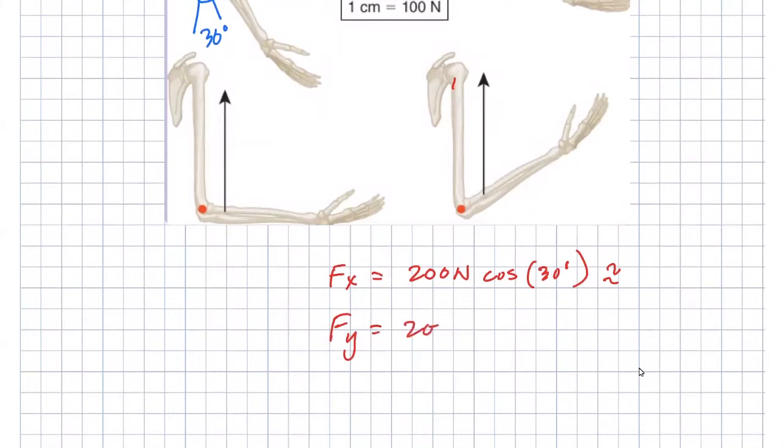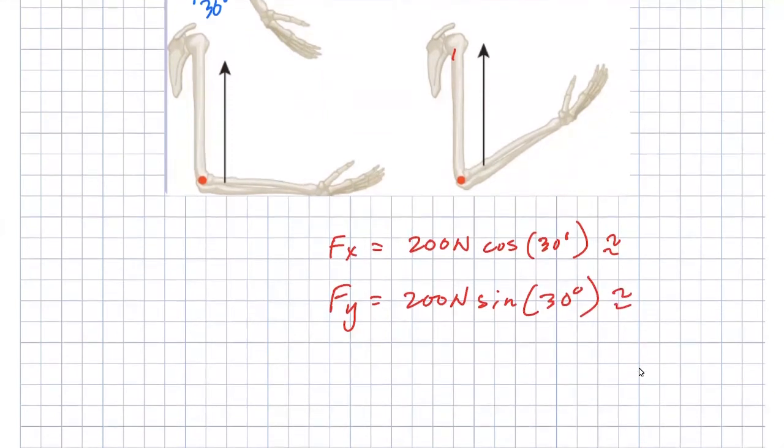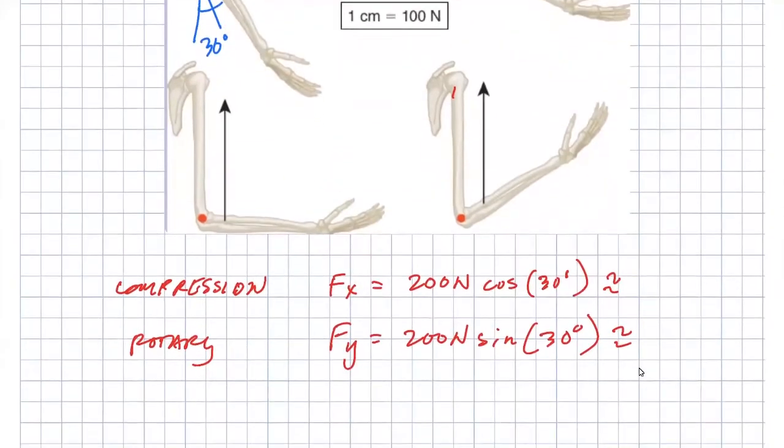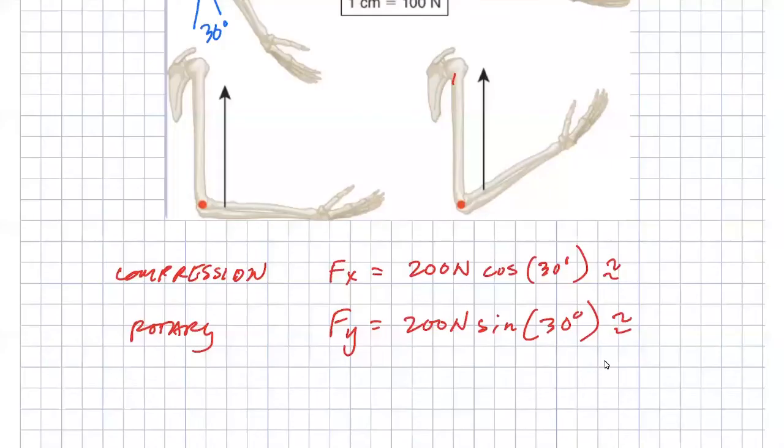And what is it for the rotary component? So this again is the compressive component, or compression. And this is the rotary component that would flex the elbow when it contracts. Okay. Plugging this number into your calculator, cosine 30 degrees should be 0.866, times that by 200. You get approximately 173 newtons of compression.